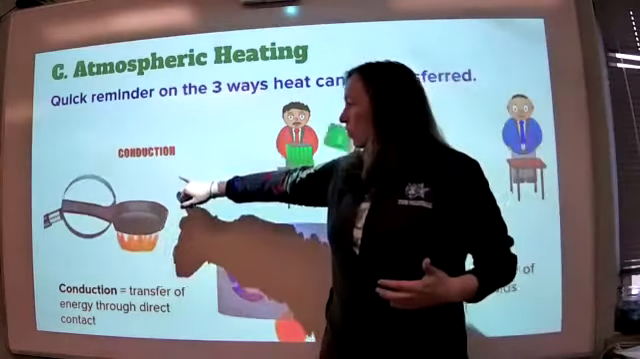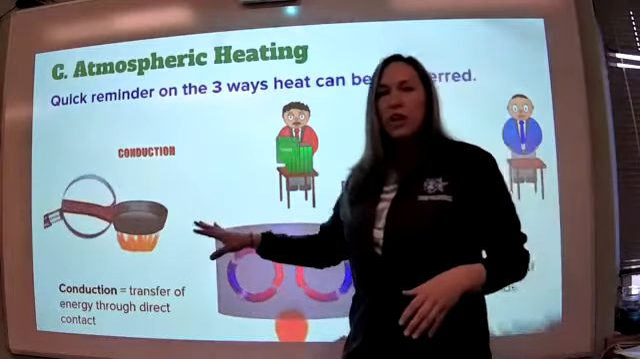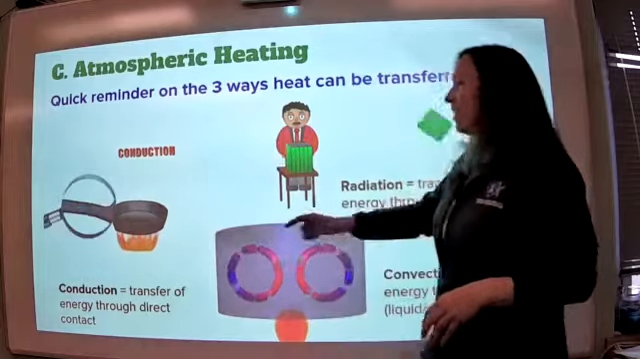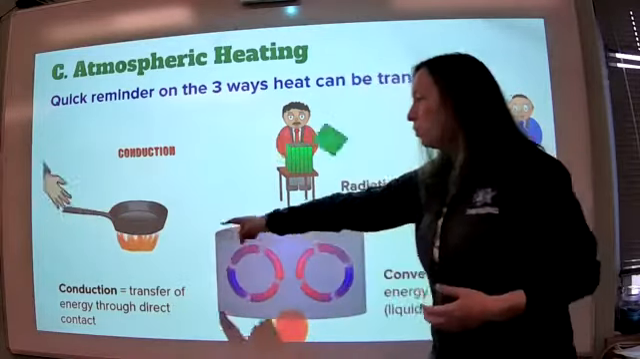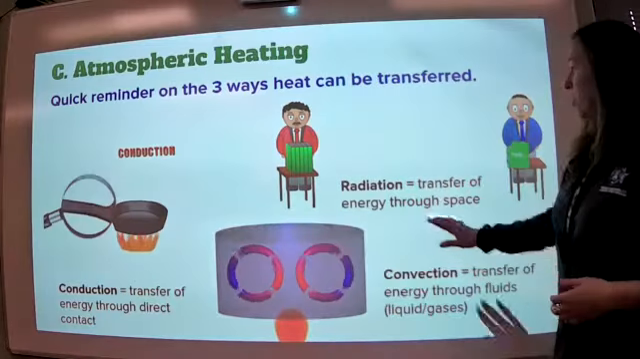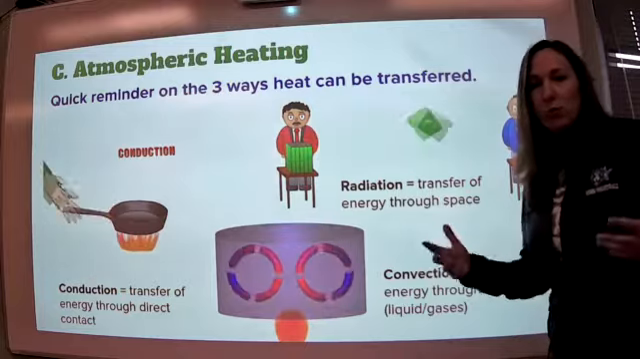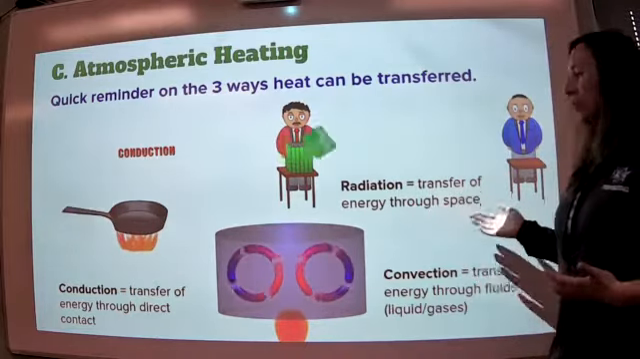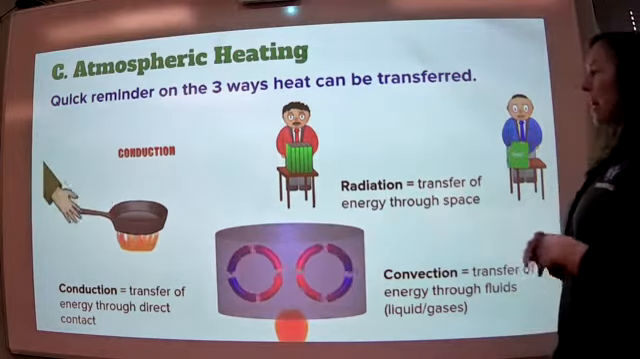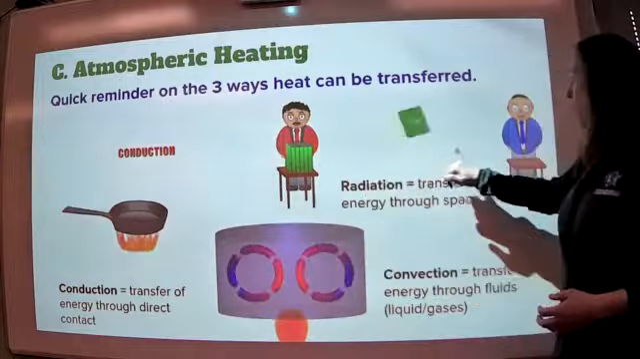So conduction over here is the transfer of heat through contact. So that's if you actually touch something, you're like, ooh, that's hot. That's conduction. So any heat transfer through contact, boom, that's conduction. Radiation, which usually gets a bad connotation, right? Radiation poisoning, but radiation in general in science is just the transfer of energy through space. So it's any time that heat is being transferred from one thing to another across open space.